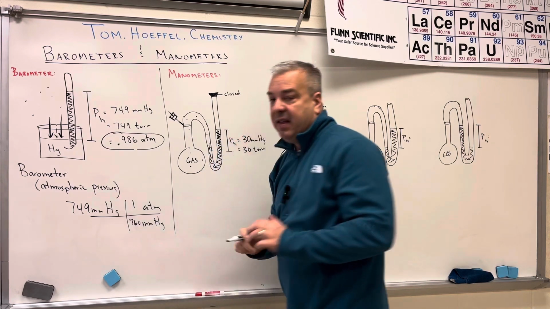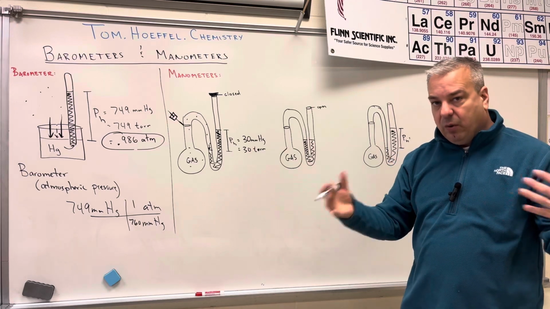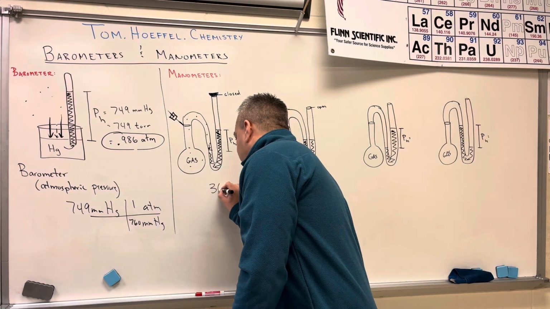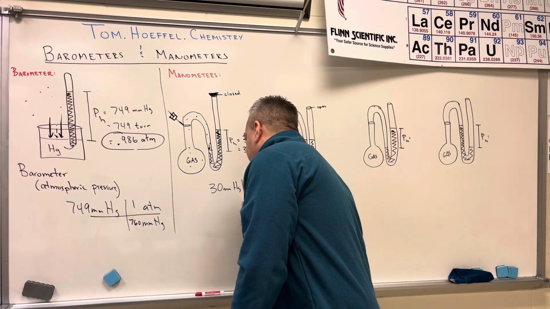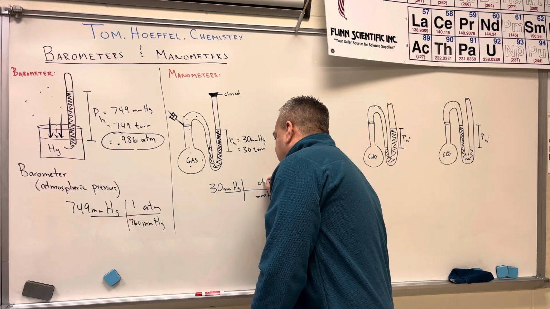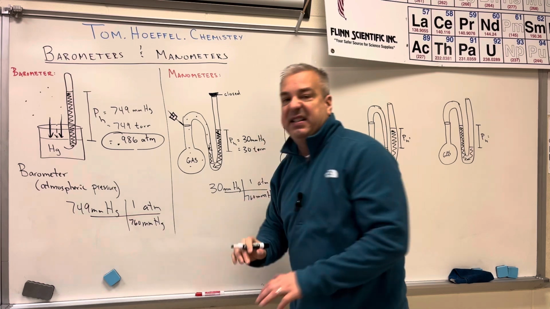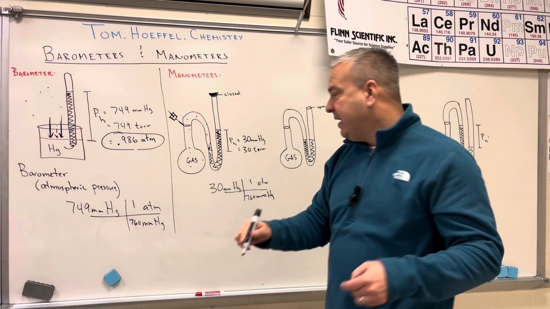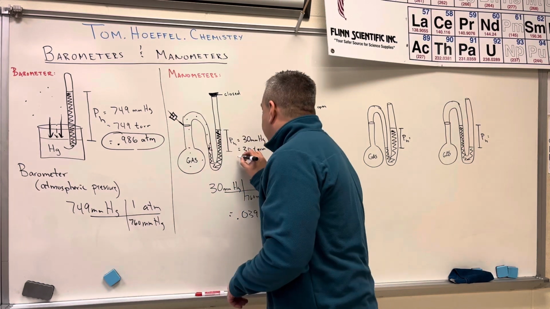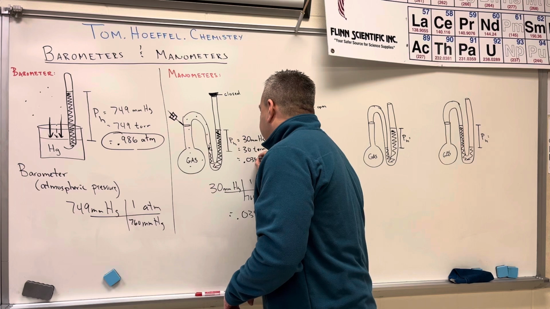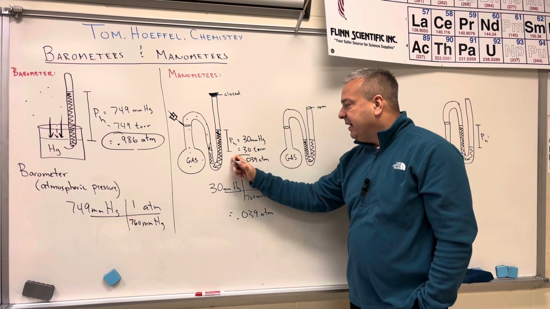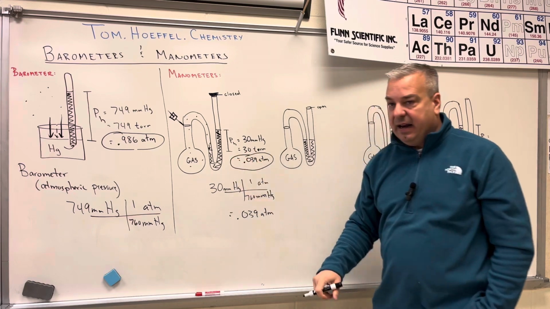And of course, if we converted that torr or millimeters of mercury into atms, we're going to set it up the same way. So 30 millimeters of mercury to atm is 1 for every 760 millimeters of mercury. If we work this out, it comes out to be 0.039 atm. I'm just going to write that down there because we're going to use this number quite a bit. So 30 millimeters of mercury is the same thing as 0.039 atm.